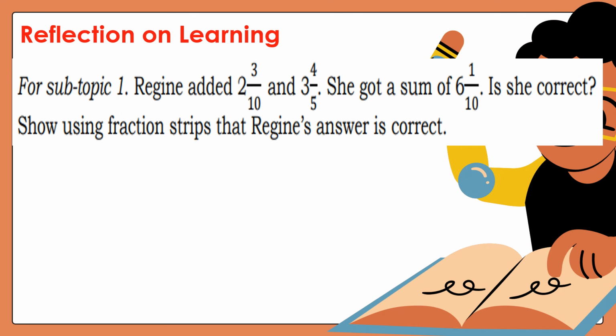Reflection on learning. For subtopic number 1, here's the problem. Regine added 2 and 3/10 and 3 and 4/5. She got a sum of 6 and 1/10. Is she correct? Show with your fraction strips that Regine's answer is correct. Do this in your notebook.